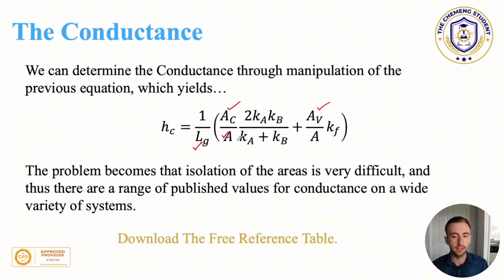And so what that then means is that we tend to use reference data of HC. Now, there is a free reference table which has several different configurations for conductance for a wide range of materials, both solids and liquids. And so there'll be a link in the description. You can download that for free and use that if you're coming across problems that are associated with conductance. And it's really, really helpful. It gives you the conditions, it gives you the operating parameters, and it will give you the value of conductance. So a really, really powerful reference table there.